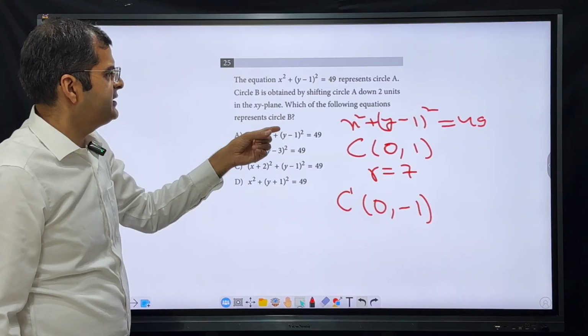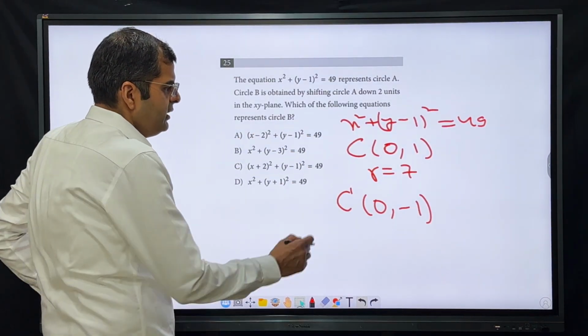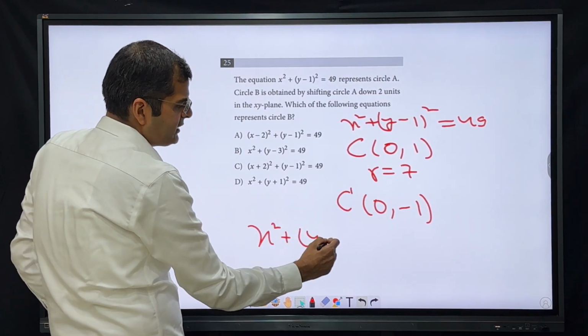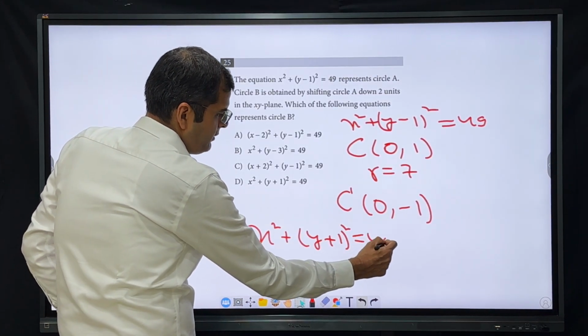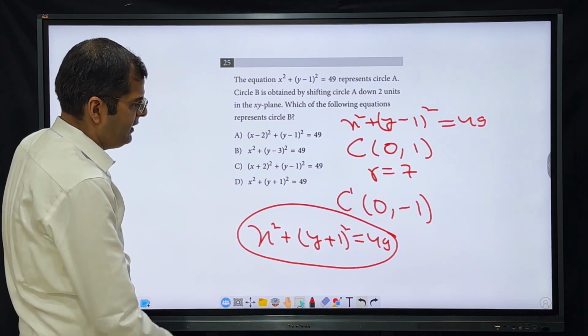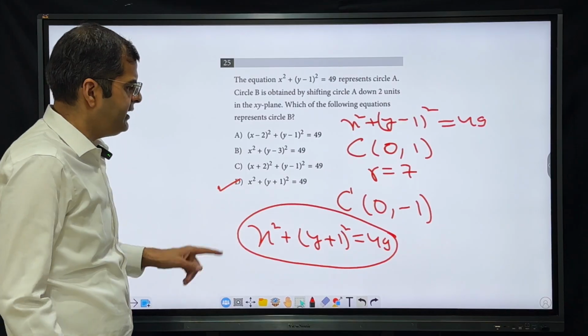Which of the following represents the circle? The radius is still the same, 7. So the equation will now be x squared plus (y minus minus 1, means y plus 1) whole squared is equal to 49. This should be the equation with the center (0, minus 1) and radius 7, which is answer option D, and that's the correct answer.